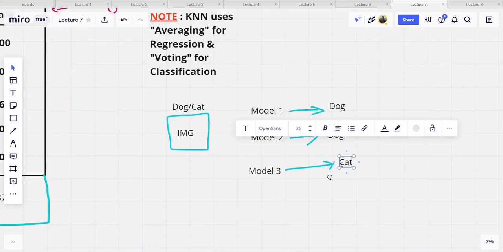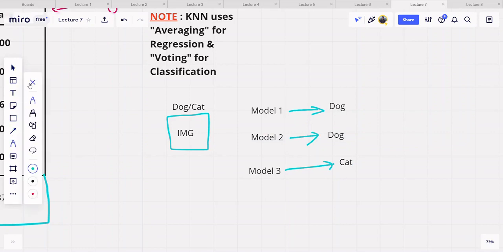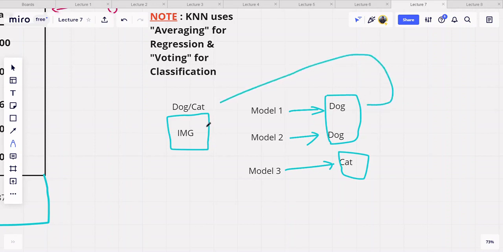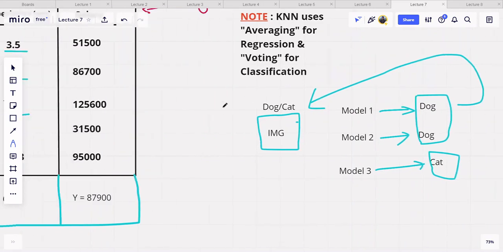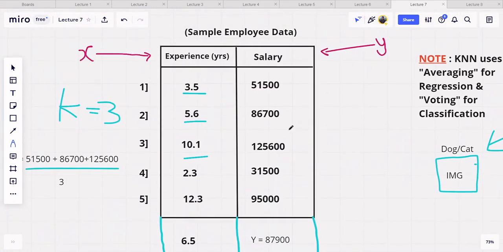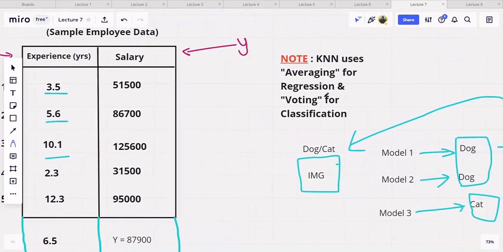Now here, if we employ the voting method, then we can say that the dog class has got 2 votes, whereas the cat class has got only 1 vote. So we'll choose the class with the majority of the votes. Dog has 2 votes, so we'll conclude that the given image consists of a dog. This is what we call the voting method. So whenever you're trying to solve a classification problem using KNN, we employ the voting method.